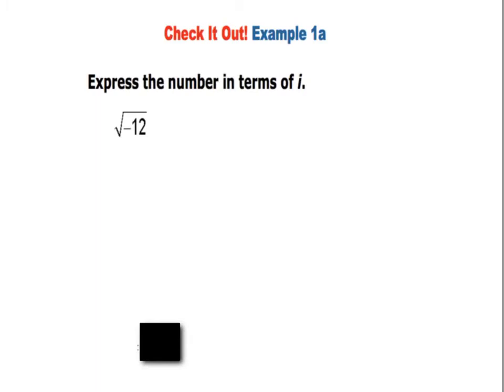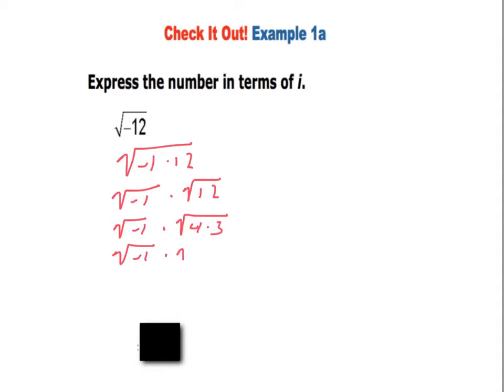Looking at this one here, that gives me the square root of -1 times 12, which is the same as the square root of -1 times the square root of 12. Now, is there a perfect square in 12? Well, yes, there is. What is it? Well, 4. So now I get the square root of -1 times the square root of 4 times 3. Now, I'm going to break that radical up a little bit more, so it becomes the square root of 4 times the square root of 3.